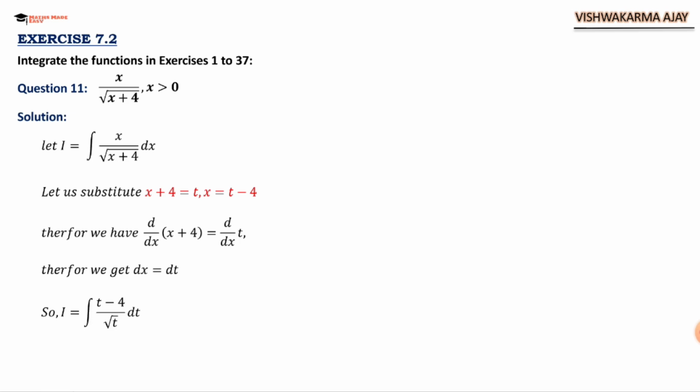Now let's put in the values. I is equal to the integral of (t minus 4) over root of t dt. This can be written as (t minus 4) times t to the power minus 1 upon 2. Since this is root t, we can write root t as t raised to 1 by 2, and from the denominator it's shifting to the numerator. That's why we can write (t minus 4) times t to the power minus 1 upon 2. Now this t will go inside the bracket. Let's see what happened with that.